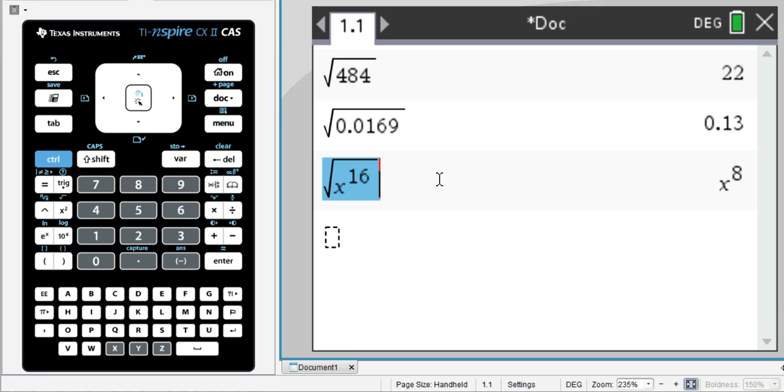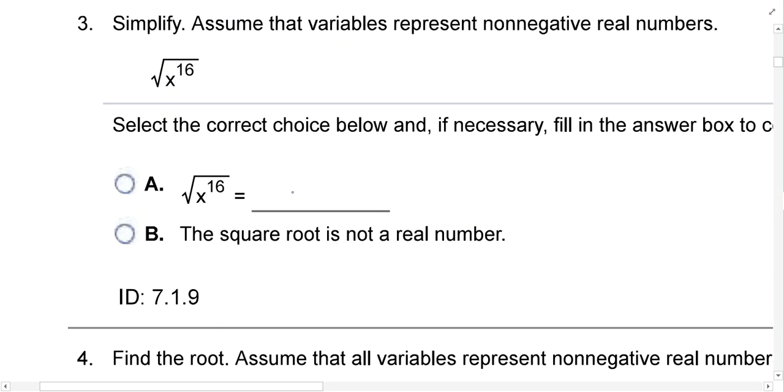But let's talk about this a little bit more. Most calculators cannot do this, and so I was a little bit surprised to see the result. Why is the result x to the 8th power? Why is it that we can say that the square root of x to the 16th is x to the 8th? Well, again, keep in mind that the goal is to find a number that multiplies by itself to equal x to the 16th.